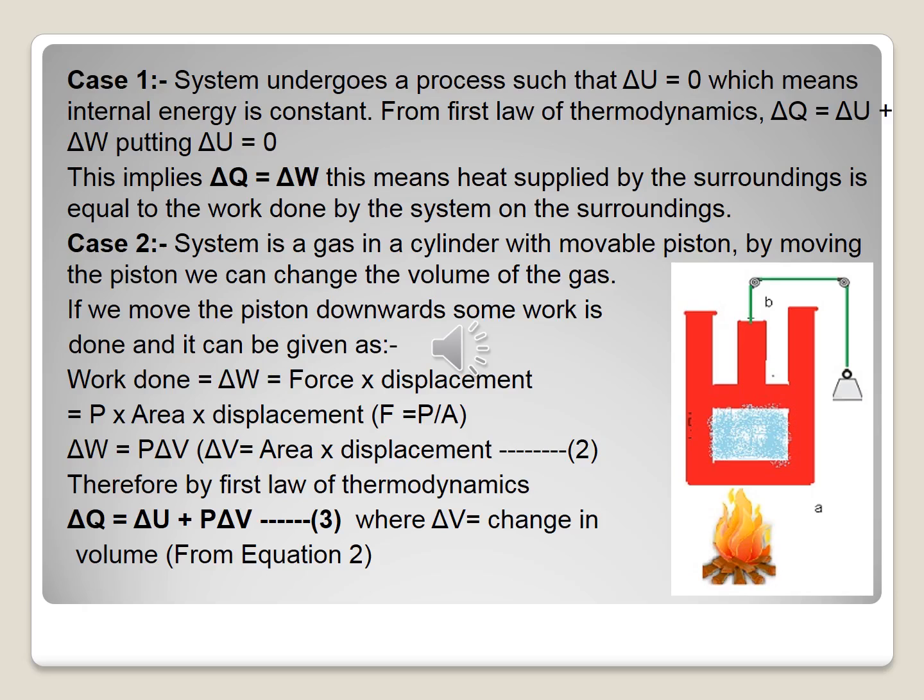Therefore, by the first law of thermodynamics, delta Q will be equal to delta U plus P delta V, which is the expression 3. It is the modified form of the thermodynamic equation delta Q is equal to delta U plus delta W. Here we have substituted the value of delta W, which is P delta V, in the expression 1.